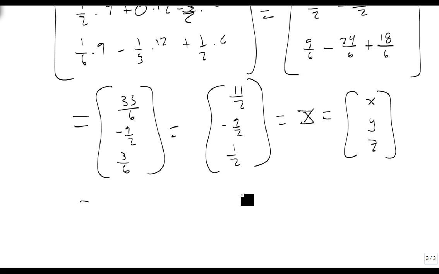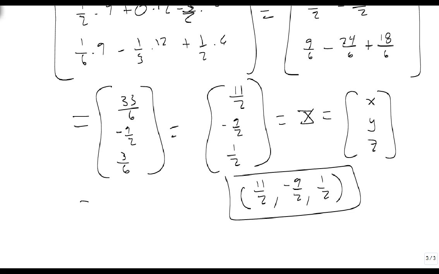So my answer is the point 11 halves, minus 9 halves, 1 half. It's a lot of work to get to the answer, but it's another way we have of using matrices to solve systems of equations.